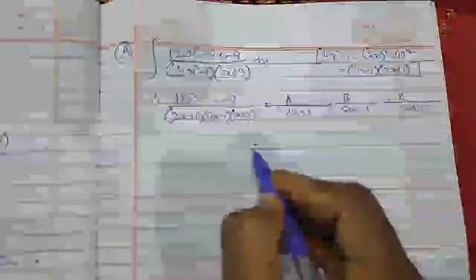I will show you. So if you solve this side, what you are getting, the LCM is (2x plus 1)(2x minus 1)(x plus 3). So A into (2x minus 1)(x plus 3), plus B into (2x plus 1)(x plus 3), plus C into (2x minus 1)(2x plus 1). You are getting this.